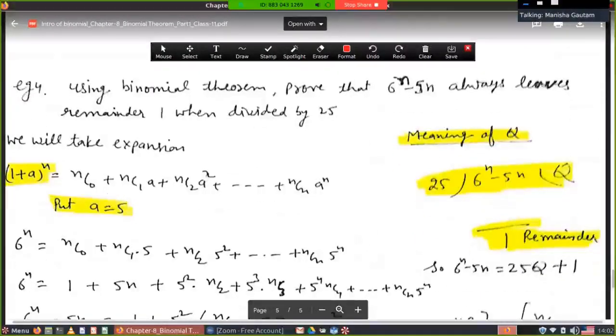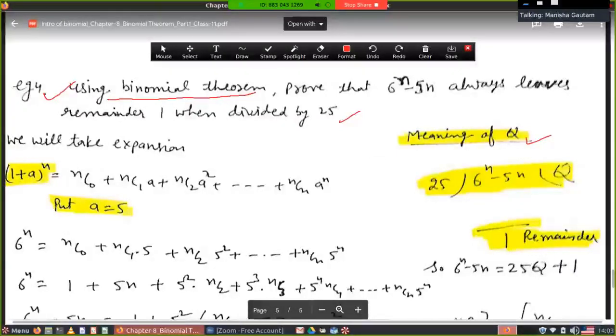Using the binomial theorem, example number 4. Using the binomial theorem, prove that 6 to the power n minus 5n always leaves remainder 1 when divided by 25. Now here I have given you an idea how you will divide. I think in previous classes you know how to divide.